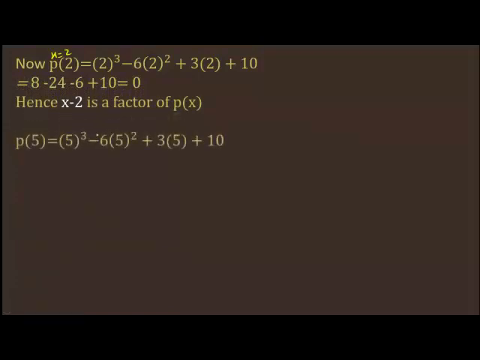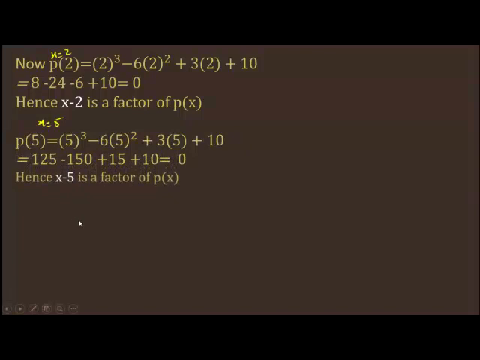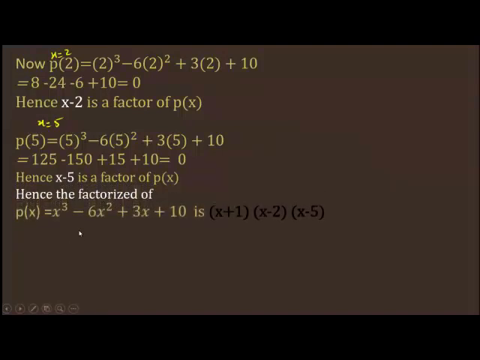Now we will put x is equal to 5, which is equal to 0. So 5 is a root. 5 is also the root of the given polynomial. So we can say x minus 5 is the third factor. So hence the factorized form of the given polynomial is x plus 1, x minus 2, x minus 5, which is our answer. This is the factorized form.